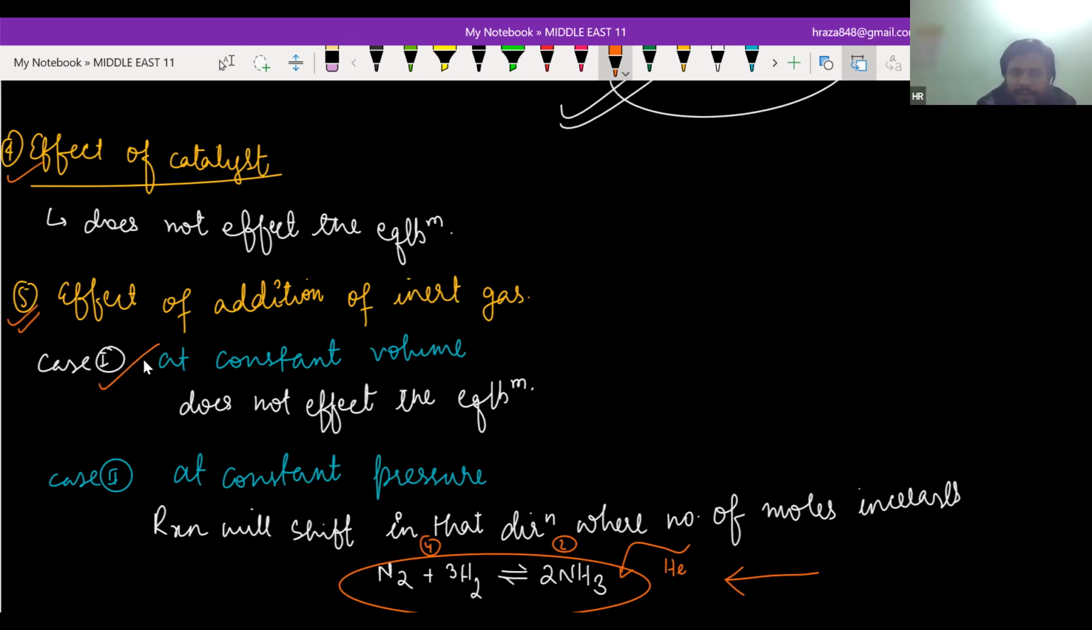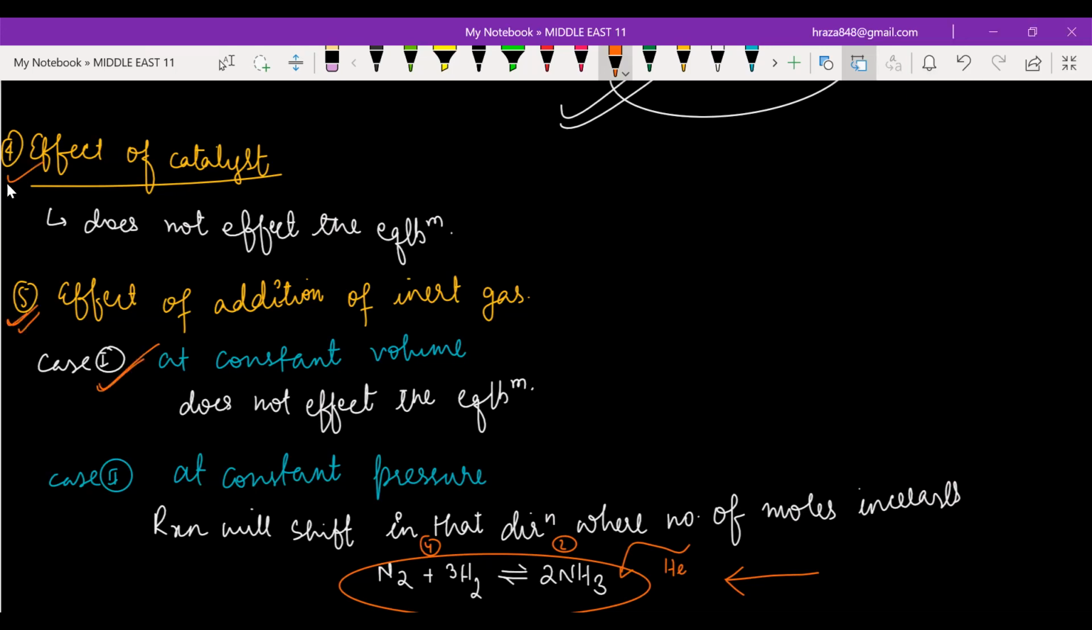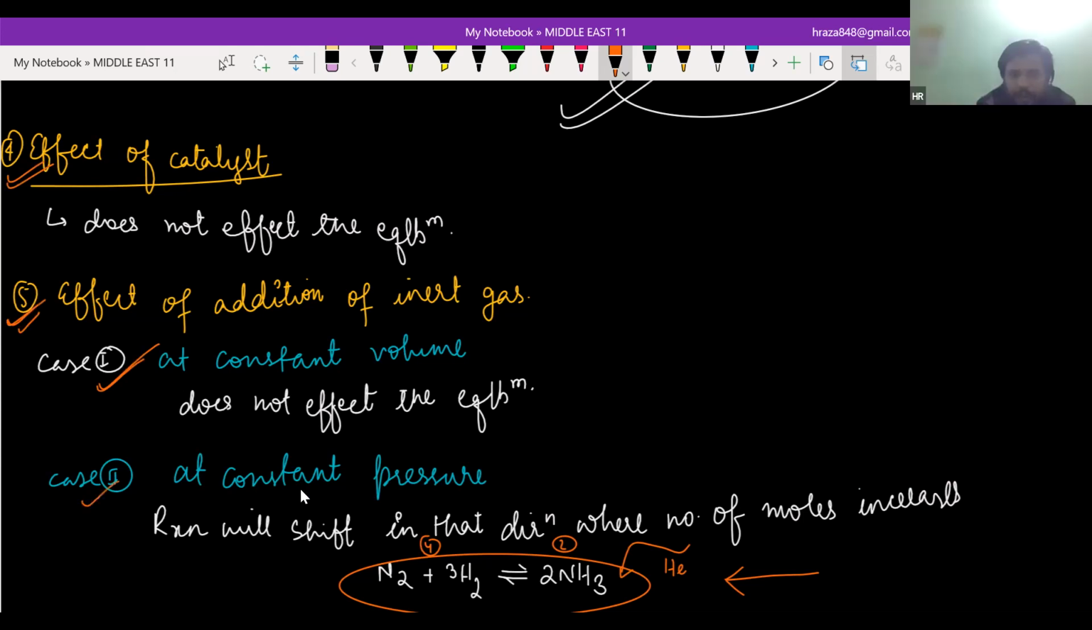Is there any doubt in case one, two, fifth, or fourth? For the second, whenever inert gases are added at constant pressure, the reaction will shift in that direction where the number of moles is greater. You will see the product side has 2 moles and the reactant side has 4 moles.